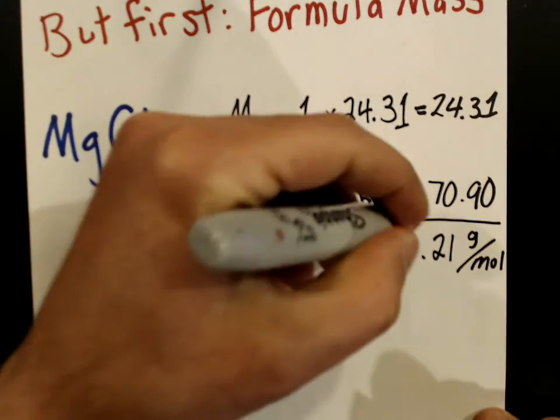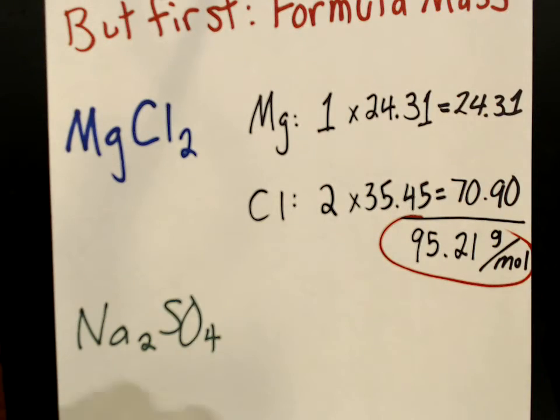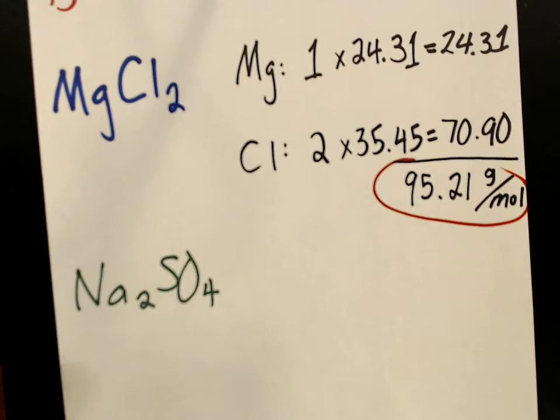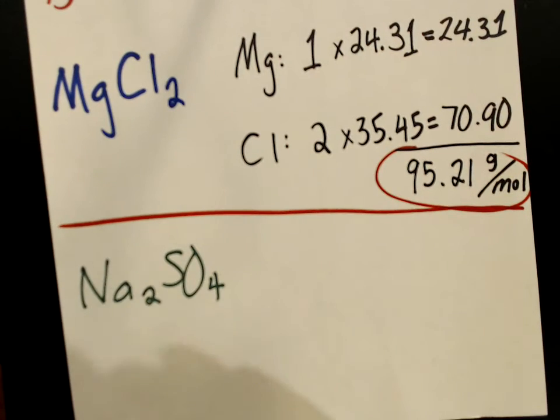So there we go. We did one. We got a formula mass for magnesium chloride. Let's jump right into another example without any further ado. Let's draw a nice line here to separate that out. This is called sodium sulfate. Let's find the formula mass for sodium sulfate.